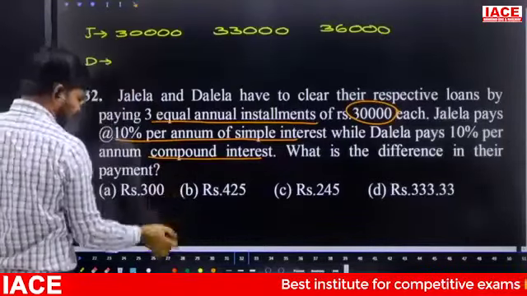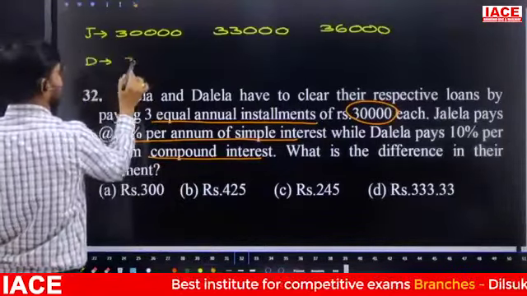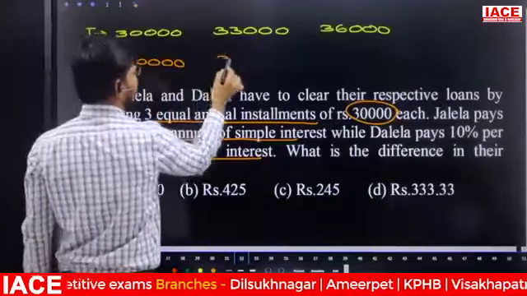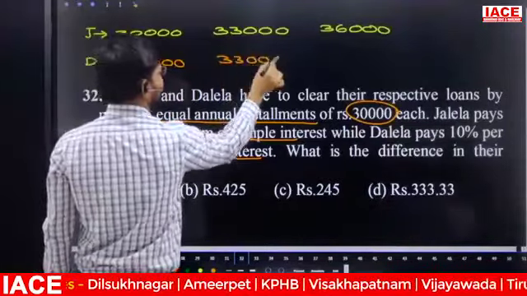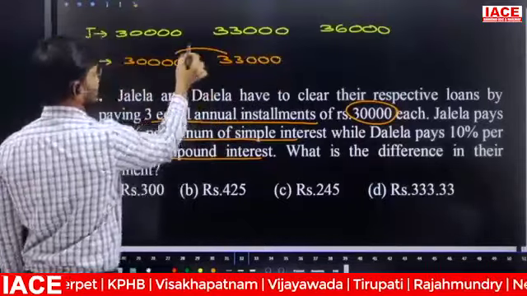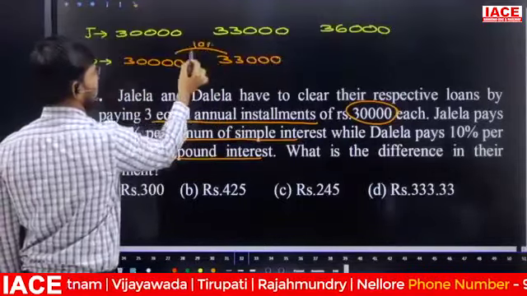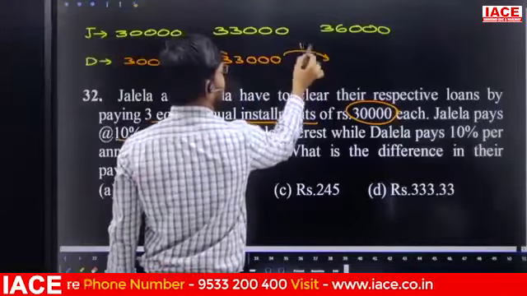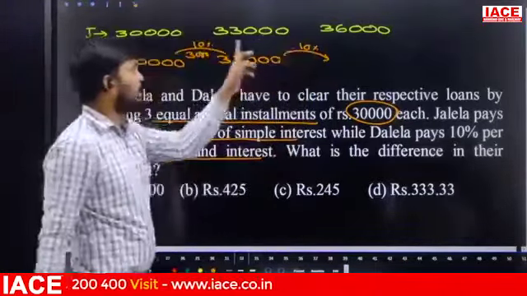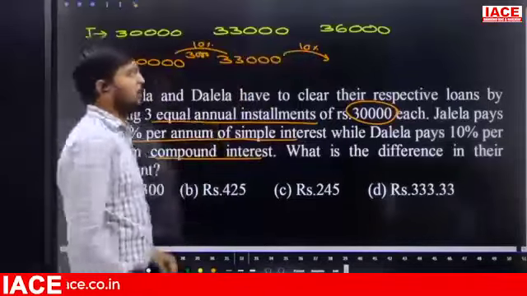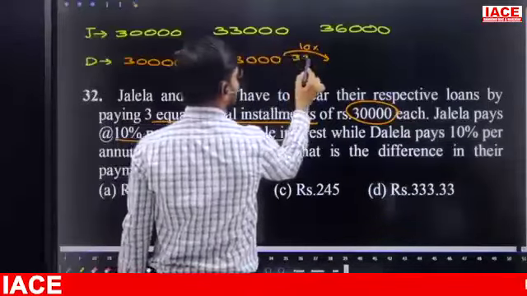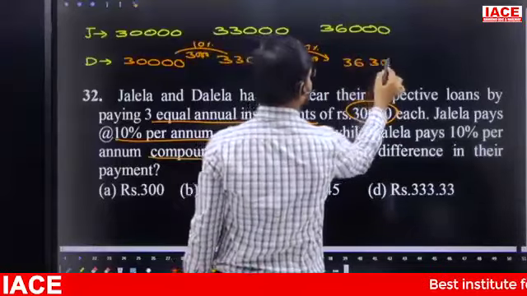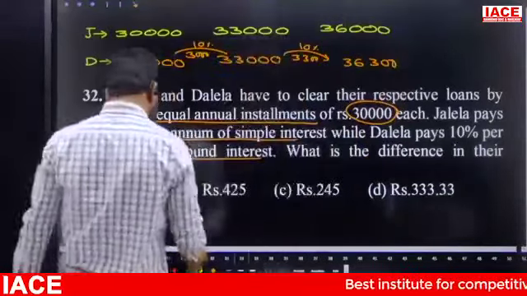Coming to Dalila, first payment is what, amma? 30,000 itself. But second payment is what? 33,000, because 10% on this one is 3,000, so 33,000. So again interest on 10%, because in compound interest you have to calculate not on principal, you have to calculate on the previous year's amount. So 10% of this one is 3,300, so that is nothing but 36,300.